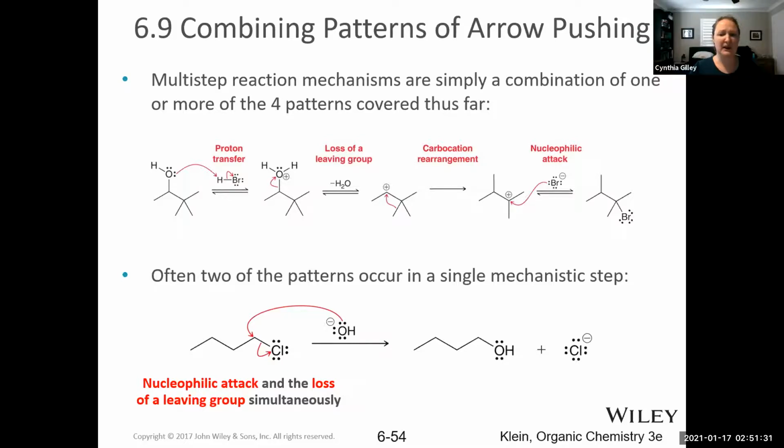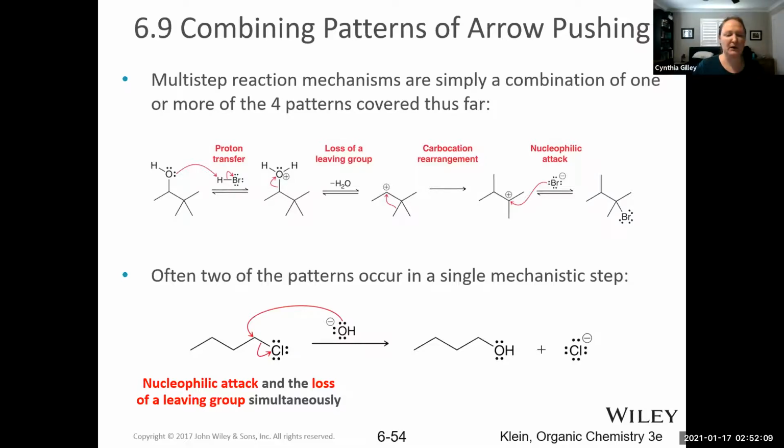Let's talk about multi-step reaction mechanisms. Oftentimes in last semester, you were asked to draw mechanisms that have more than one step. And this semester, we're going to be expanding on that concept, where we're going to learn many more reactions that have many steps. So it's important to recognize that most of those reactions are just a combination of those simple 4 different mechanistic patterns: the nucleophilic attack, loss of a leaving group, proton transfer, and a rearrangement.